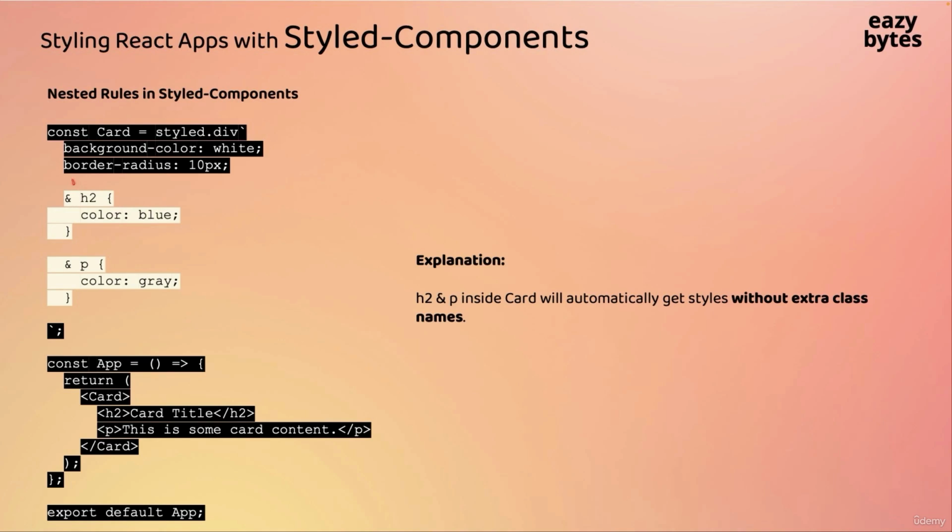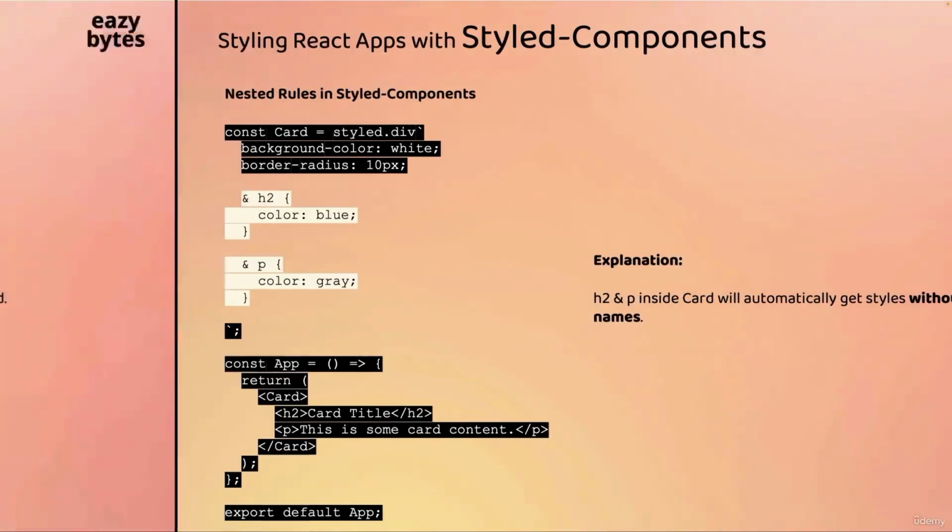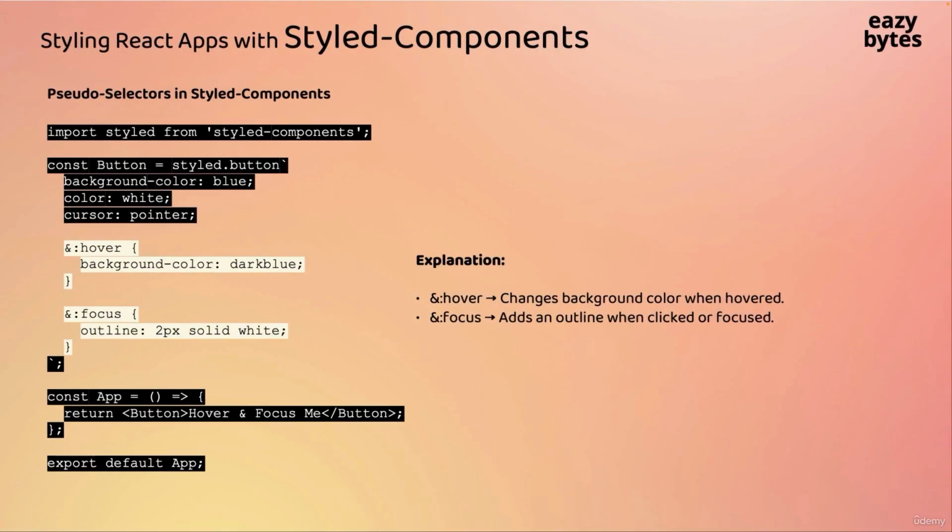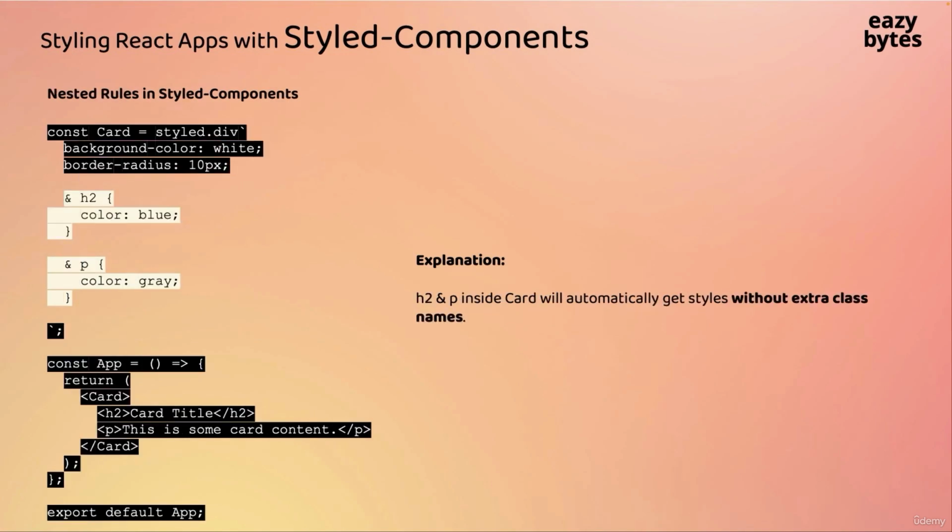You just have to mention ampersand followed by space. This space indicates that whatever comes after the space is a child. If you're not mentioning any space, then it refers to the current element itself. If you see here, we don't have any space between ampersand and colon hover because we want to apply the styling to the same element, which is the button. That's why the space is not required. Whereas in this scenario, we want the style to be applied to the child element, which is h2. That's why we need to make sure we are mentioning a space between ampersand and h2.